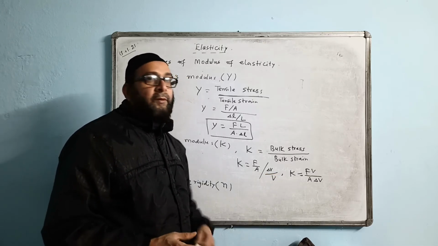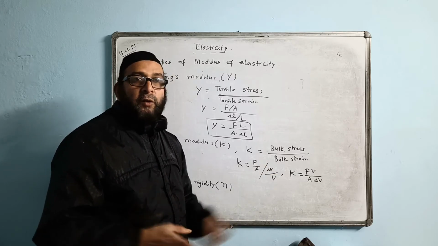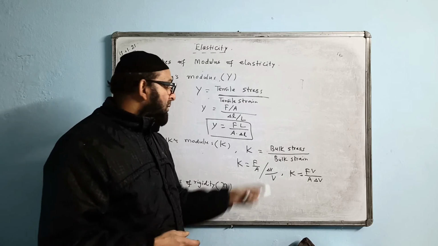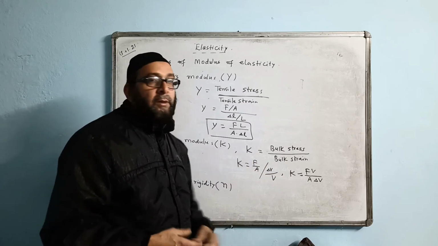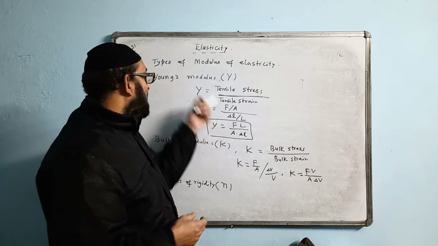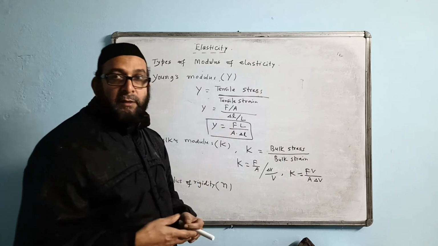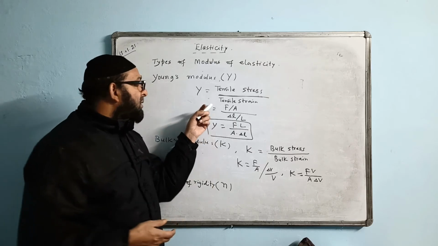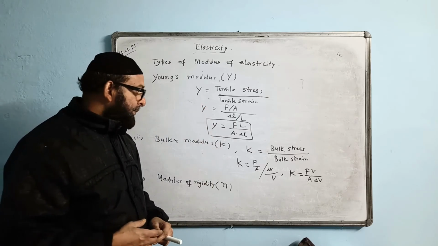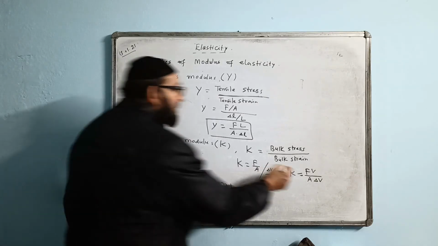And volume, we know that solid also has volume, liquid also has volume, gas also has volume. So this bulk modulus is applicable to all three states of matter. Whereas length, only solids will have length. So Young's modulus is applicable to only solids.